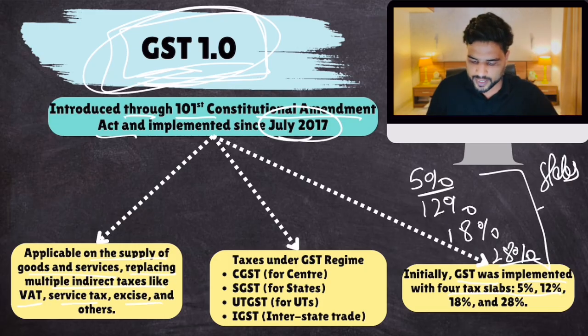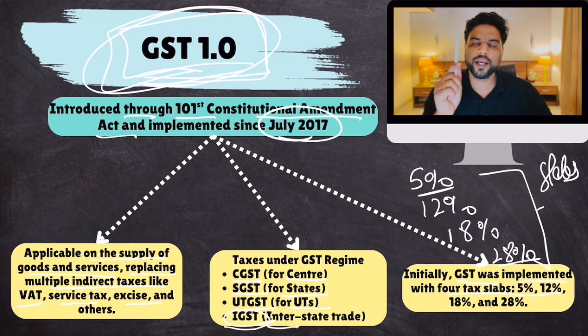Okay, so there was CGST for central government, SGST for state government, UTGST for UTs, union territories, and if the trade is between 2 states, for interstate trade, there was IGST. Let's suppose I'm talking about this pen. This pen is sold, and on this pen, GST would be applied. Let's suppose this pen comes in 18% slab.